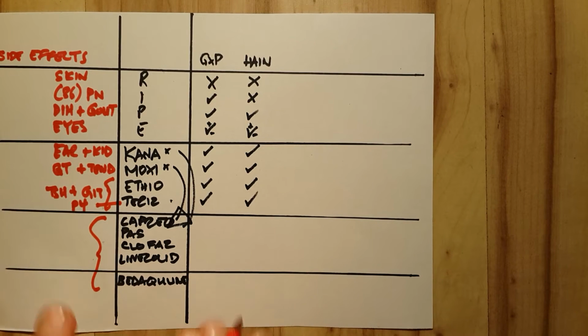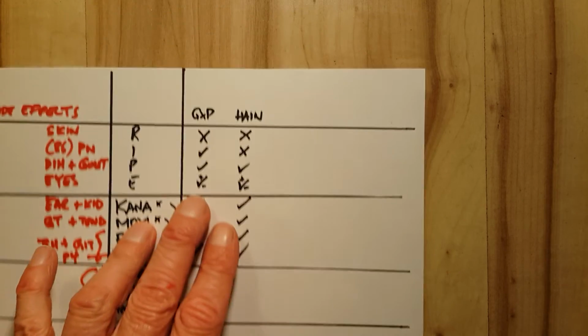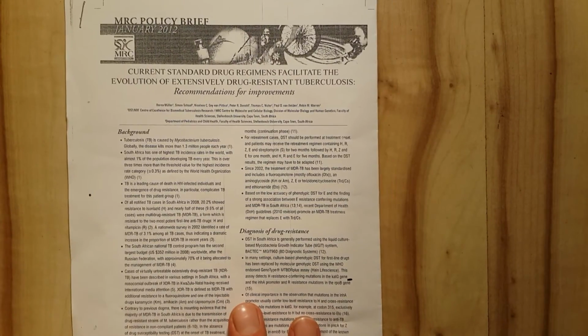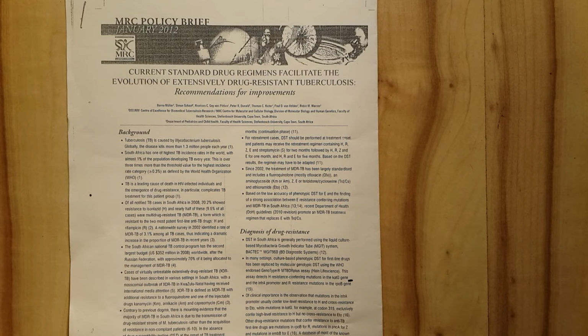Back to this drug regime that we are building. I would like to introduce you to something very interesting. In this article by the MRC in January 2012, current standard drug regimes facilitate the evolution of extensively drug-resistant tuberculosis, with recommendations for improvements. They begin to discuss the concept of InhA and KatG mutations. So the question is, should we not be using the genetic information we have available to tailor our drug regimes to the kind of drug resistance profile the patient has?